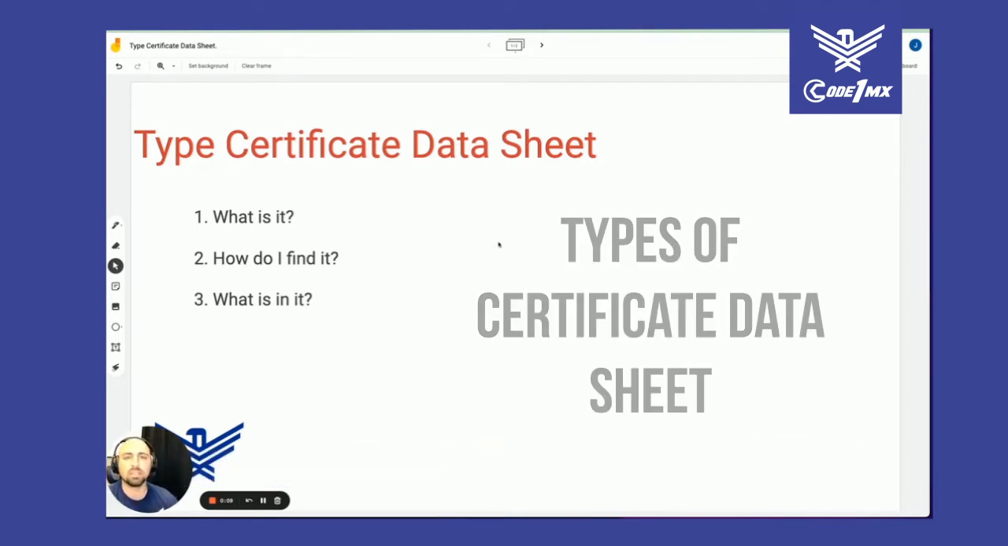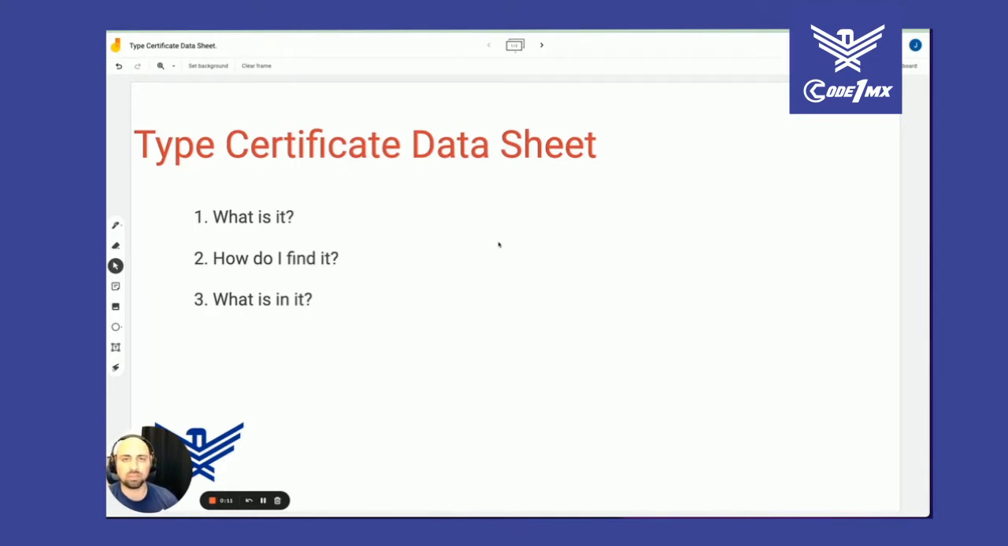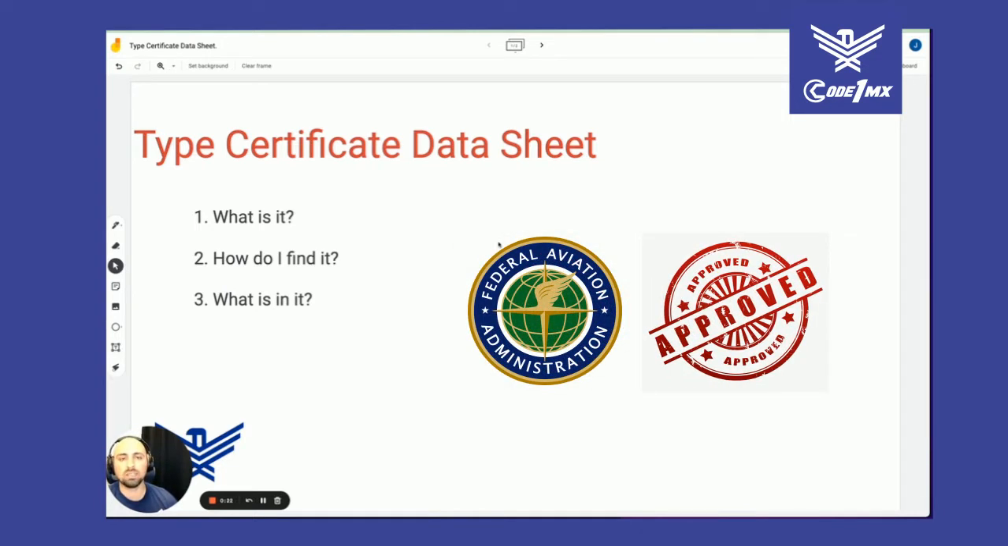So what is it, right? It's your birth certificate for your aircraft, and it has a bunch of information there, like what its limits are and what components are in it, weight and balance information, and all this has been approved by the FAA. So it's all in this sheet.